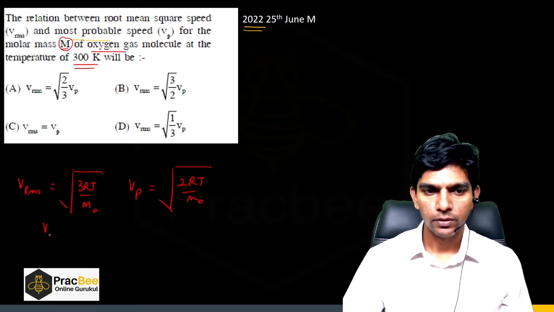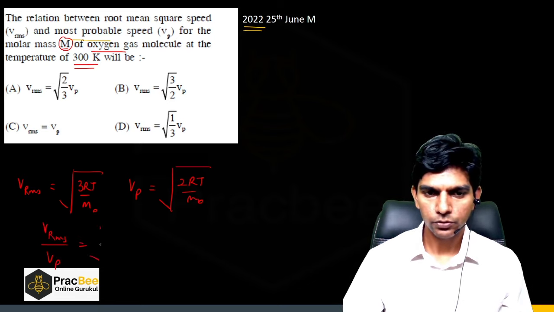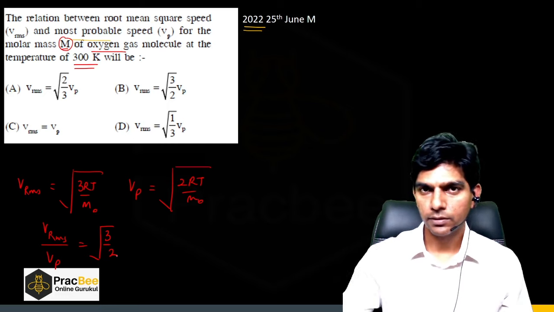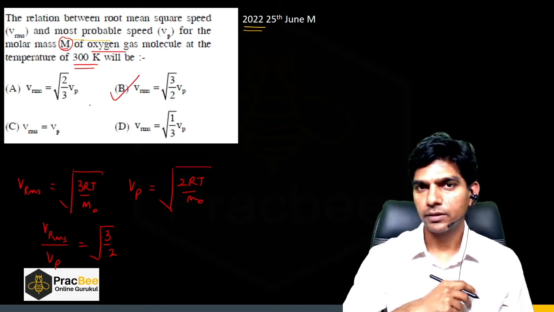So can you see, if I take the ratio V_RMS to V_P, it will be root of 3 by 2. So V_RMS is root 3 by 2 times the V_P. So option B is the right answer.